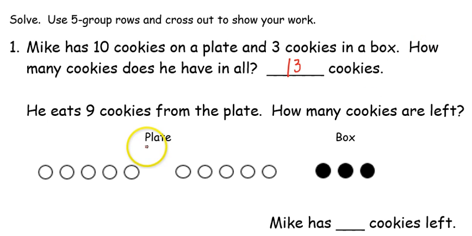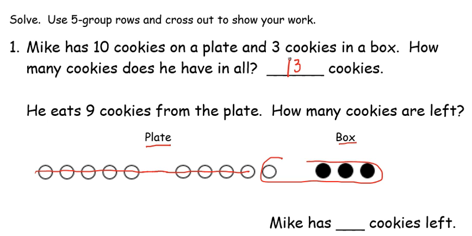So here we have a picture showing the 10 cookies on the plate and the 3 cookies in the box. To show that he eats 9 cookies from the plate, I'm just going to draw a line through 9 of the cookies. So I drew the line through 5 and then 4 more. This shows me that Mike has 4 cookies left.